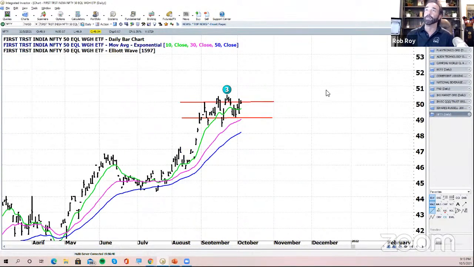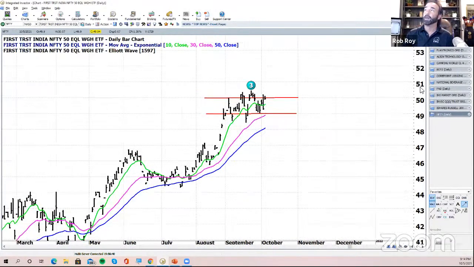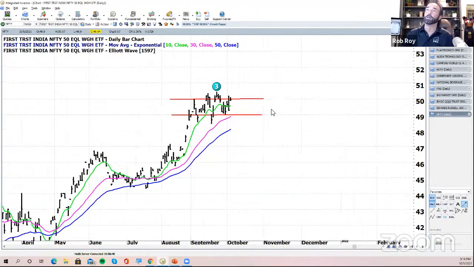So certainly not what the IWM is going through, but the fact that support has held so far leads you to believe that maybe we're going to break to a new wave 3 high. I've noted that there is some separation between the 10-day and the 50-day moving average, which makes you a little cautious. When they separate too far apart, they tend to come back together. But unless we break below 49, you have to stay bullish on the Nifty. And if we break above 50, then you become even more bullish. So those are your levels there.